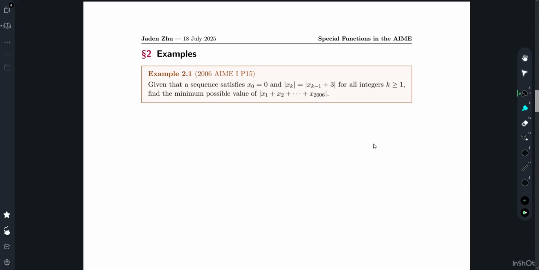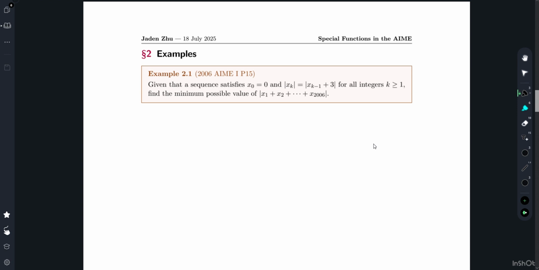Hello guys, today we're on 2006 AIME I Problem 15. Given that a sequence satisfies x0 is 0 and the absolute value of xk is equal to the absolute value of xk minus 1 plus 3 for all integers k greater than or equal to 1, find the minimum possible value of the absolute value of x1 plus x2 plus all the way to x2006.